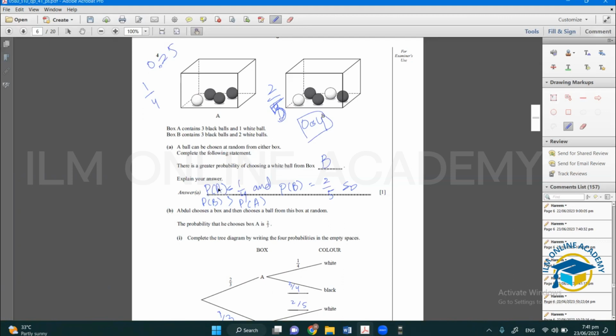And the answer, we will write in this form, or you can write it in your own words. I have written it in expression form: probability of A is 1/4 and probability of B is 2/5. So probability of B is greater than probability of A. That is why the chances of getting the white ball from box B are higher.